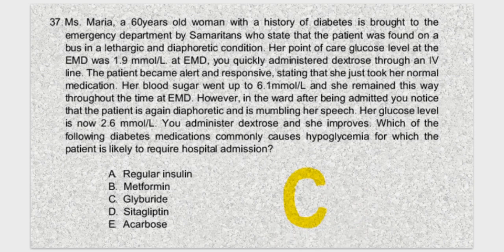The answer is C, glibenclamide. This is a sulfonylurea. Most sulfonylureas have the highest risk of hypoglycemia, and when a patient takes a sulfonylurea you have to be very careful, and if they get hypoglycemia they should be well managed.